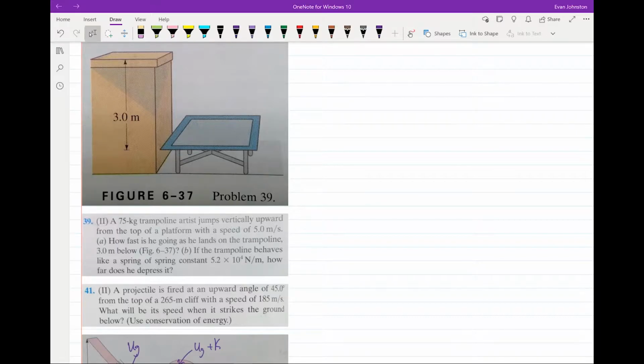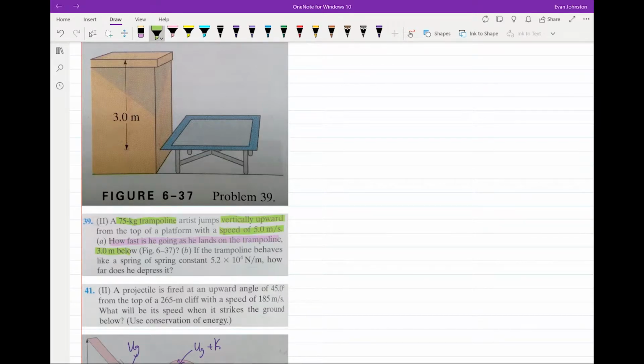Now, for number 39 here, it seems like we have some trampoline artists. We're given their mass, 75 kilograms, and they jump vertically upward. If you're jumping, you're going fastest the moment you jump, and you're going to go slower and slower as you come towards the top. They jump with a speed of 0.50 meters, and we want to find out how fast he is going as he lands on the trampoline. We're told the trampoline is 3 meters below.